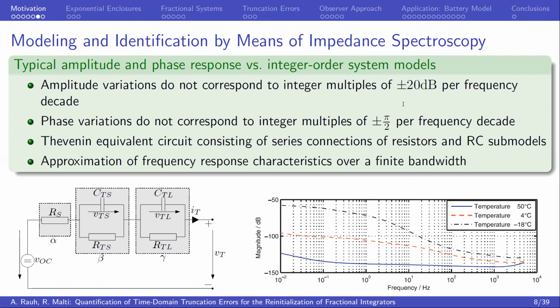Also, the phase variations contradict the classical integer order system representation. Now, what is possible on the one hand is to use equivalent circuit representations with multiple RC submodels, those submodels where we have parallel connections of capacitors and resistors, and use multiples of those subcircuits in order to approximate the corresponding magnitude and phase response over some desired bandwidth.